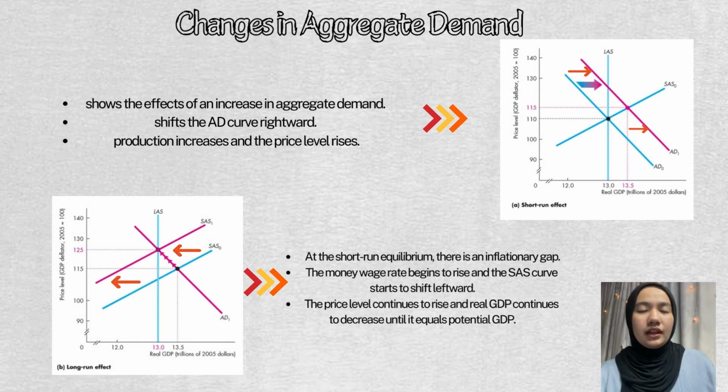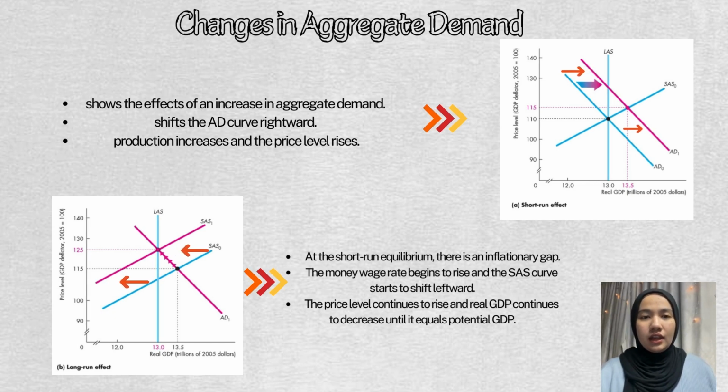Next is changes in aggregate demand. From figure A, which is the short-run effect, it shows that an increase in aggregate demand will shift the aggregate demand curve rightward. It means that firms increase production and the price level also increases. Plus, figure B shows the long-run effect. There is an inflationary gap at the short-run equilibrium. The money wage rate starts to rise and the short-run aggregate supply curve starts to shift leftward. This will result in the price level continuing to increase and real GDP continuing to decrease until it equals the potential GDP.